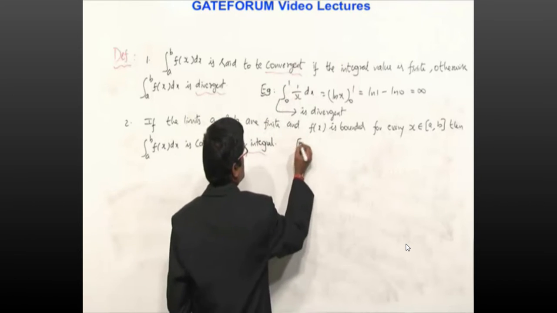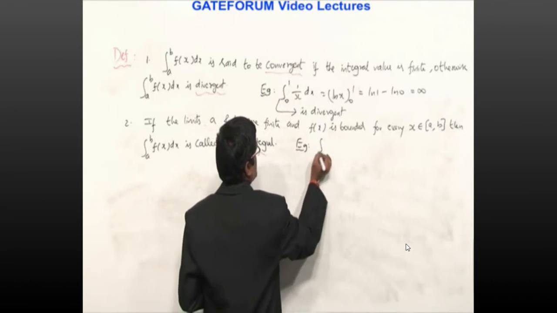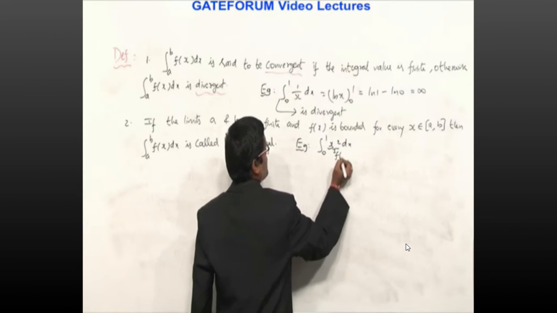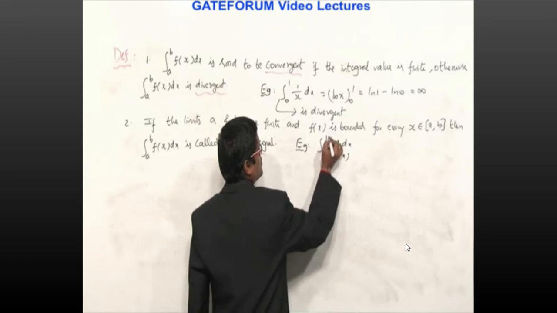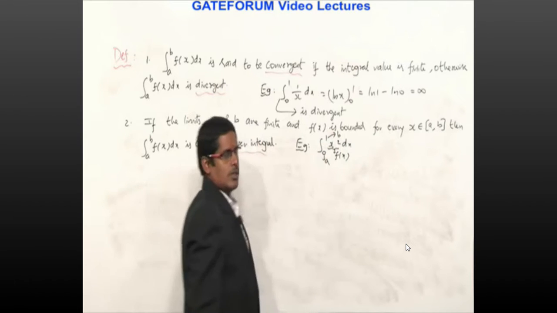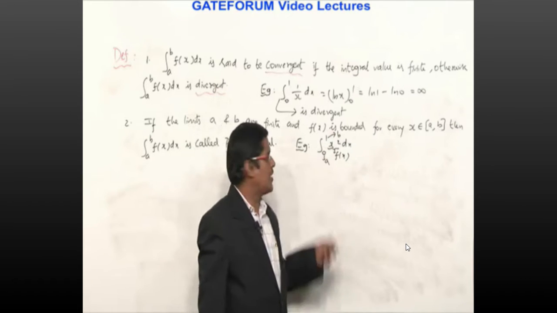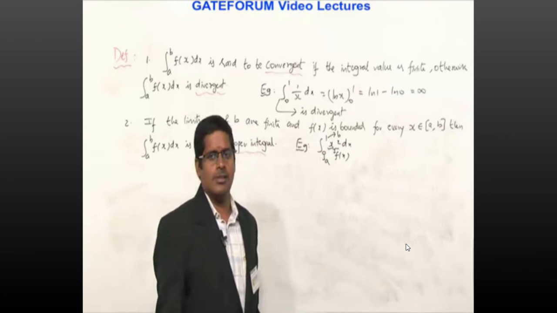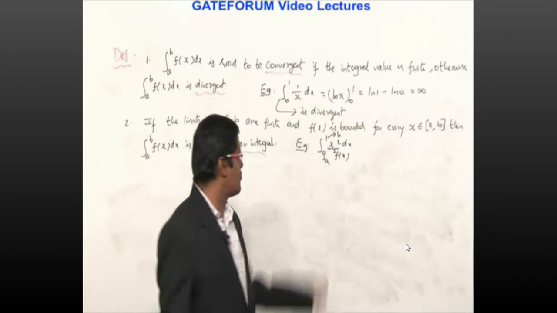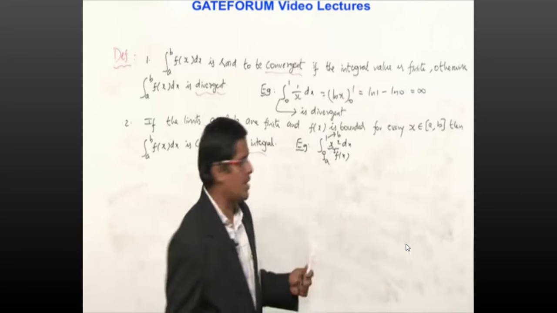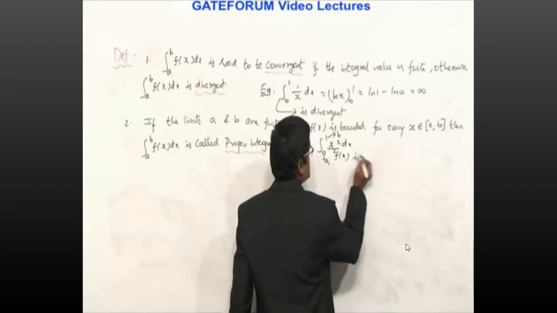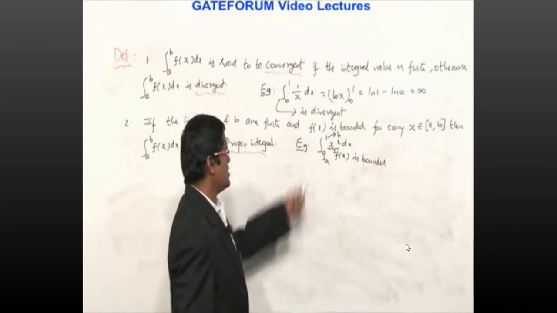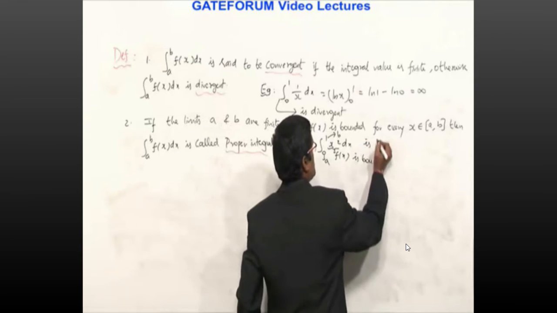See a simple example. Integral 0 to 1 x square dx. So this is our f(x). This a value is 0, this b value is 1. So at 0, 0 square is finite. At x equal to 1, 1 square is finite. Between 0 to 1, any number, 0.1, 0.11, 0.5, if you substitute, the square of that number is also finite. That is bounded. So f(x) is bounded. So this is a proper integral.